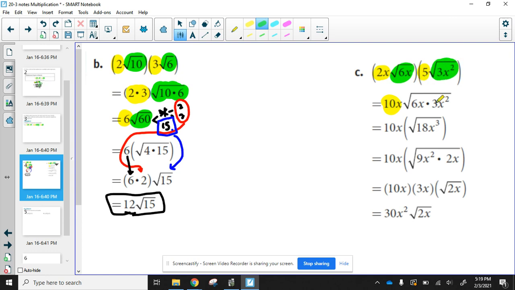That being said, same thing, you keep the square root. And then you do 6x times 3x squared. And we know when we multiply exponents together, we add them. So we have 1 plus 2, and that's where they got x cubed. And then 6 times 3 is 18.